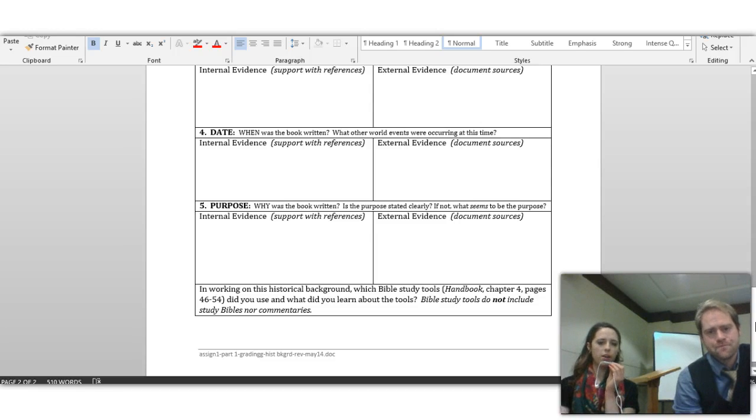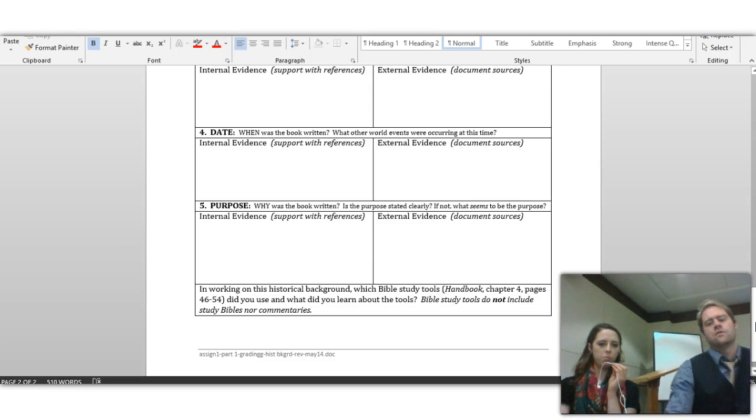So those of you that had only external evidence all the way down one column and that was it, or only internal evidence all the way down one column, that was it. That was not the ideal situation for this worksheet. You should be using both whenever possible.